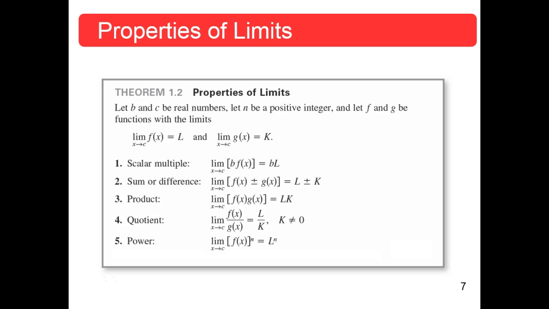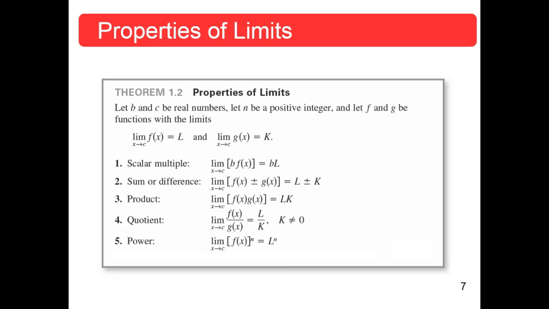And by the way, if you haven't run into properties like these first two before, you're going to run into them again and again as you do upper level math courses. These are called the linearity properties, these two. Well, here's what we got. Scalar multiple. Find the limit as x approaches c of b times f of x. Well, we know what the limit as x approaches c of f of x is. It's what?